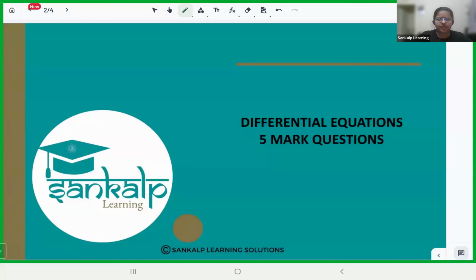In this session, we'll be dealing with 5 mark questions of the chapter differential equation. We have already completed the 1 mark and 2 mark sessions of this chapter, so in total you will get 8 mark questions from this chapter. In the 5 mark session, they'll ask questions about finding the solution of a first order linear differential equation. I hope everybody is familiar with the standard form of a first order linear differential equation.